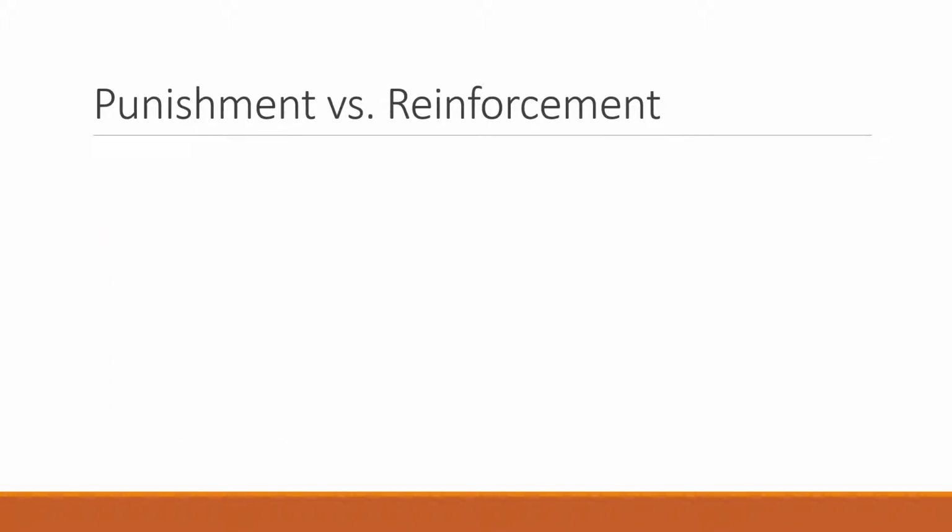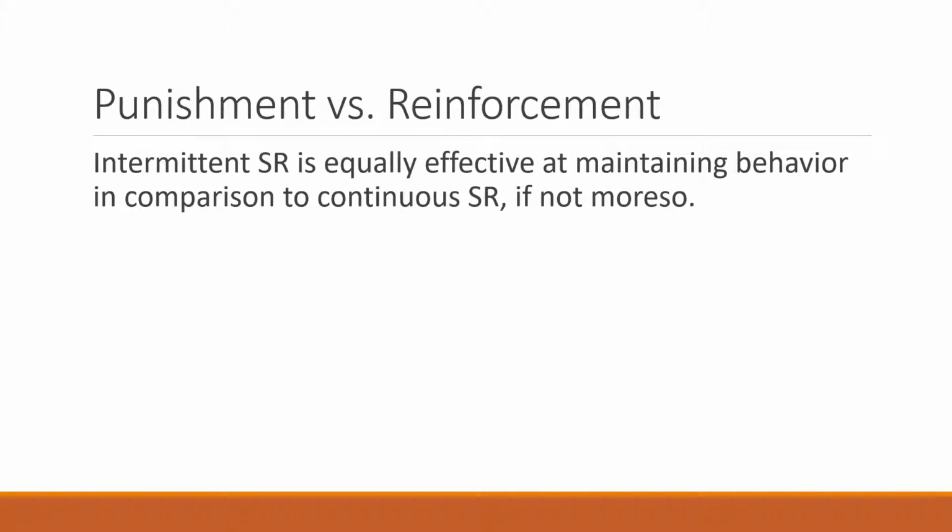I'd like to end with a brief contrast between punishment and reinforcement. You may think of them as exact opposites, but they're simply not. This is reviewed very eloquently in Chapter 12 of Skinner's Science and Human Behavior. A single instance of reinforcement contingent on a response can maintain responding for a long time. Intermittent reinforcement is just as effective as continuous reinforcement, and in fact makes behavior more resistant to extinction.